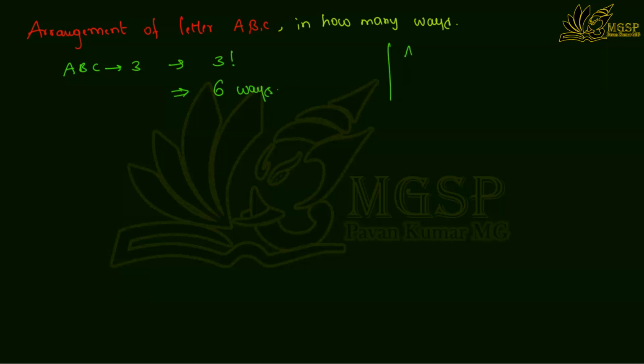So how? A, B, C; A, C, B; C, A, B; C, B, A; then B, C, A. 1, 2, 3, 4, 5. There is one more term left, that is B, A, C. So there are totally 1, 2, 3, 4, 5, 6. So there are 6 ways of arrangement.